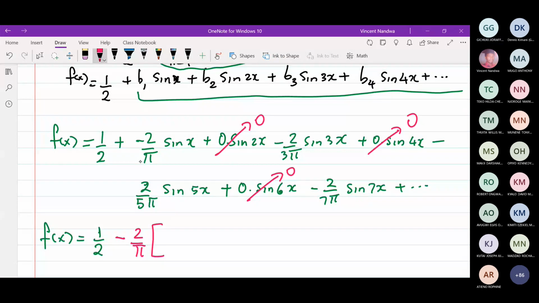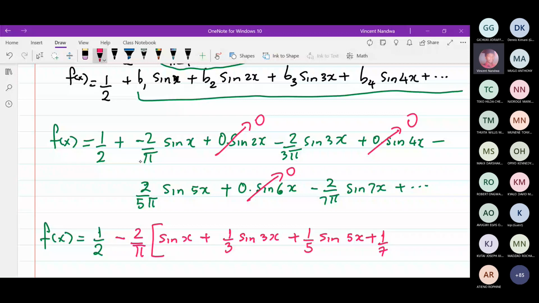And then next term, plus sine 5x over 5, correct. Then next term, plus sine 7x over 7. In fact, you can even predict the next term, so you know how the series is. So this is the required series. So you get 4 marks up to that point.